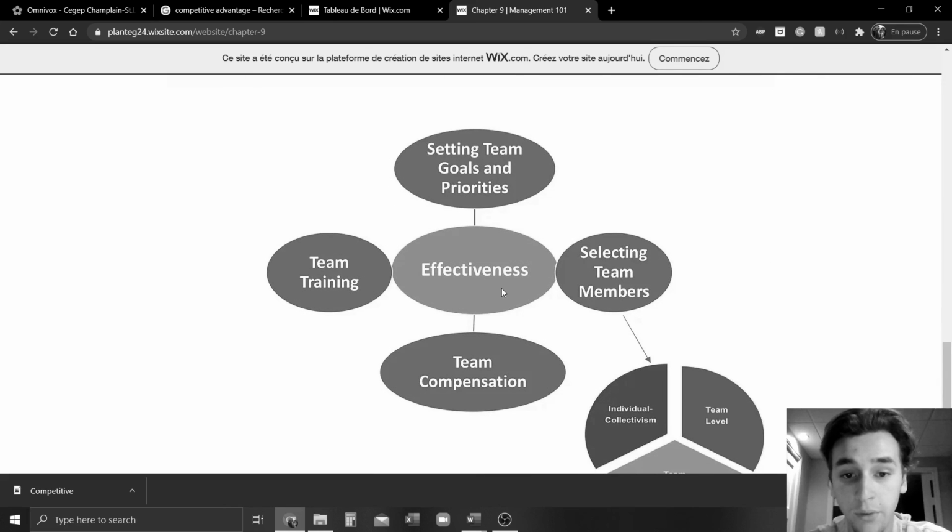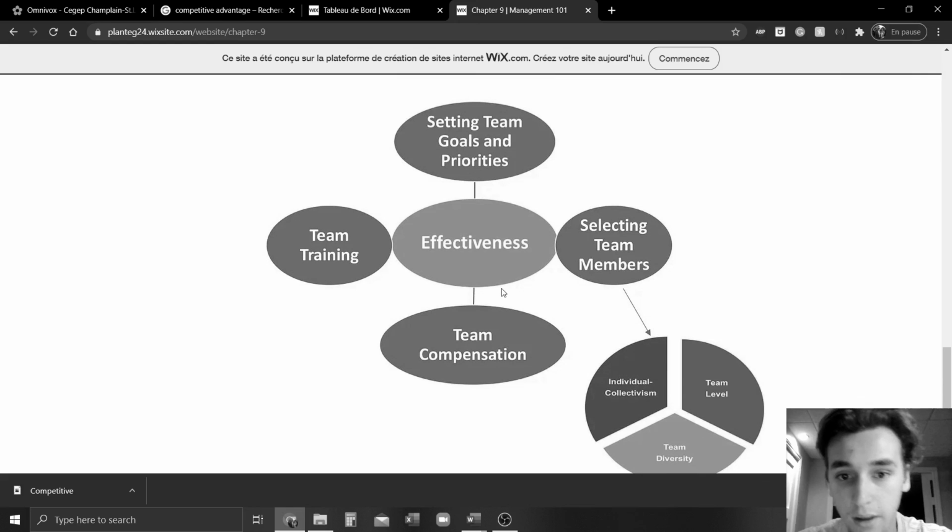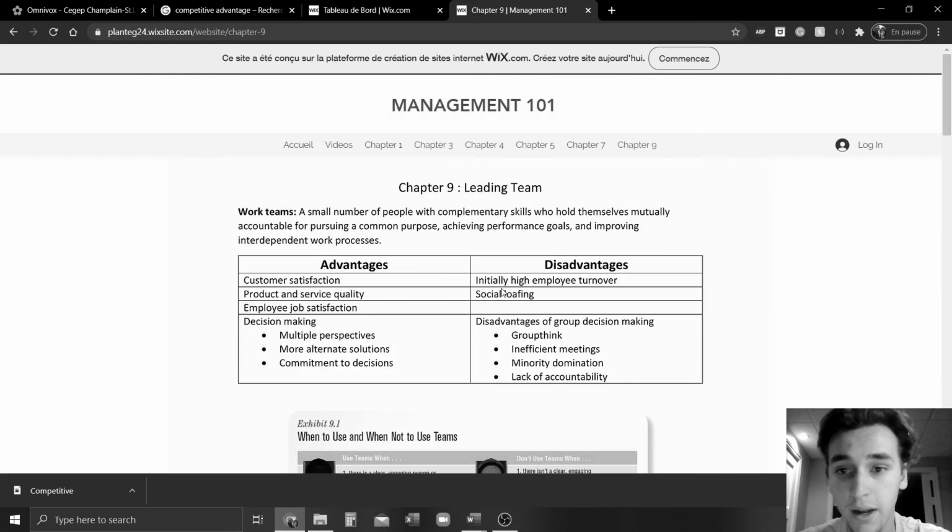In teams, to achieve effectiveness, you need to set a team goal and priorities. You also need to select the right team members that work very well together. There's team compensation. When you're working with teams, people need to know that there will be compensation for working with other people. And team training: people need to know everything about the project, and they need to work together. If they know about the subject, they'll be more effective when trying to reach their goals and priorities. This covers it all for chapter 9.